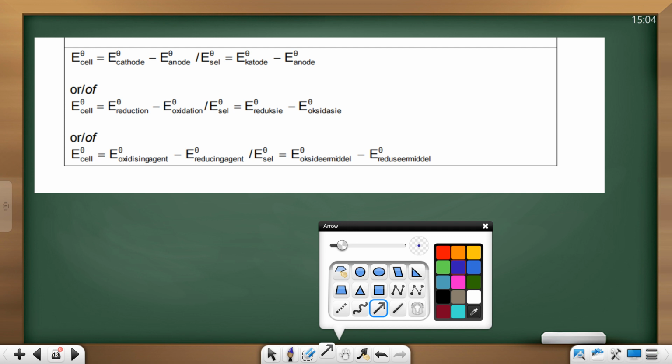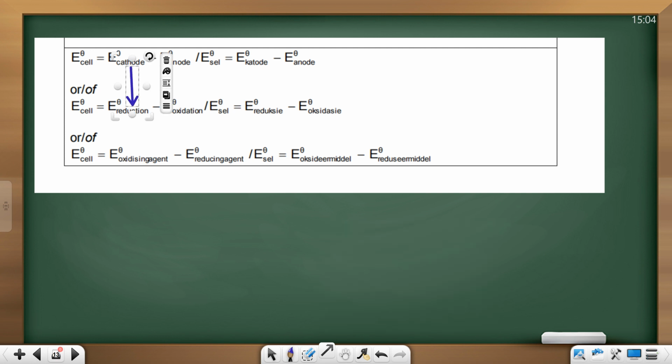Guys, look at this. At the cathode, what happens? Reduction. At the anode, oxidation. The oxidizing agent will be reduced, and the reducing agent will be oxidized. That's how to use your formula page to guide yourself. I want you to be careful before you answer this question. Anode, that's oxidation, and the reducing agent is oxidized.